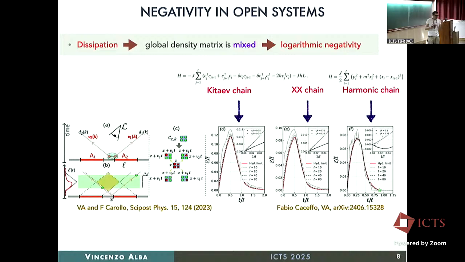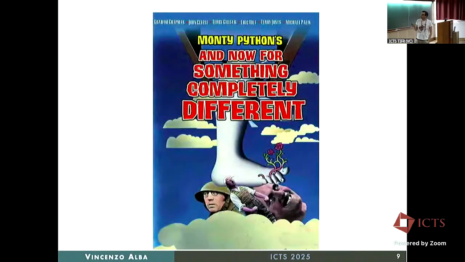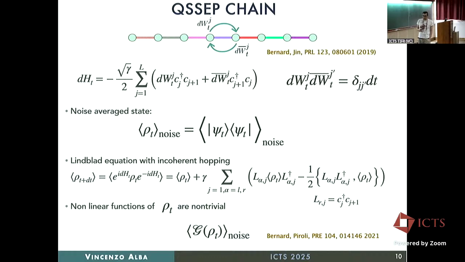Now you see that quite generically, entanglement does what you expect. It goes up, and then it goes down. So eventually, in the steady state, you don't have any entanglement. So you would like to go beyond and consider systems with a much richer structure, okay? To do that, I got inspired by this paper by Denis Bernard and Tony Jin in 2019, where they proposed this quite nice model.